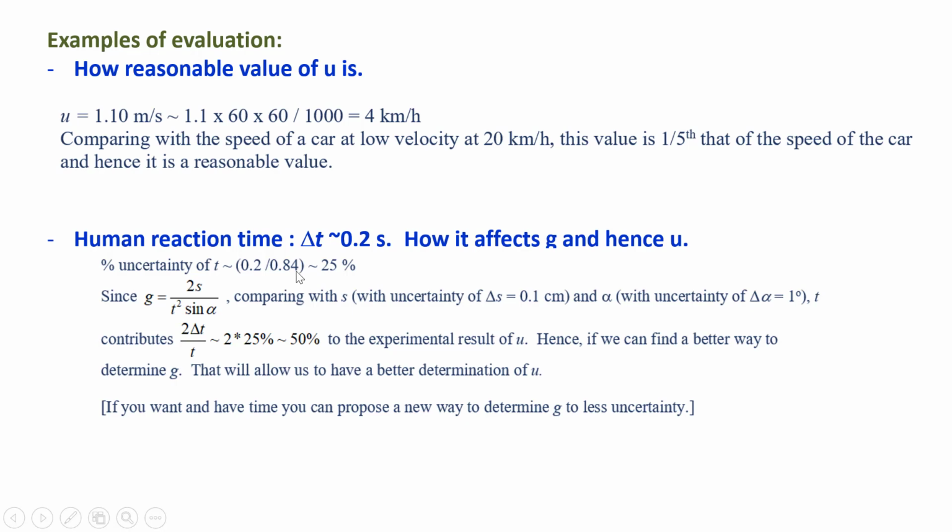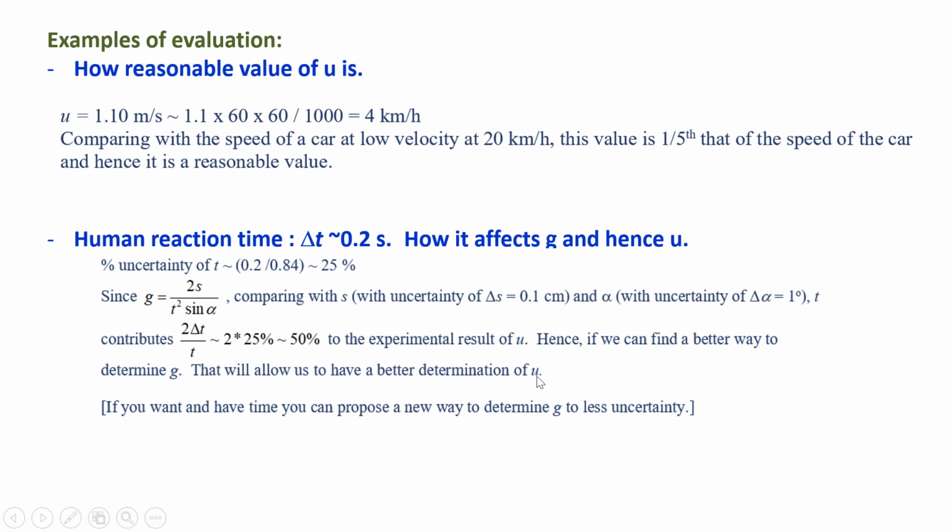For example, you should be able to work out what's the percentage uncertainty of T in your typical experiment, which is about 25%. Show this working. And then since G is equal to this, that would contribute about 2 times the percentage uncertainty, about 50%, to the experimental value result of U. Hence, if you can find a better way to determine G, that will allow us to have a better determination of U, something like that.